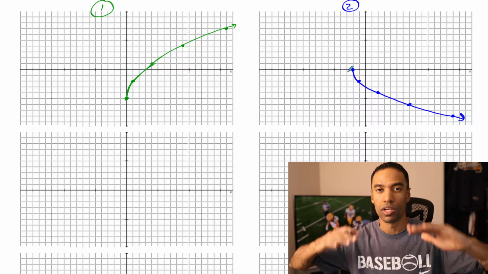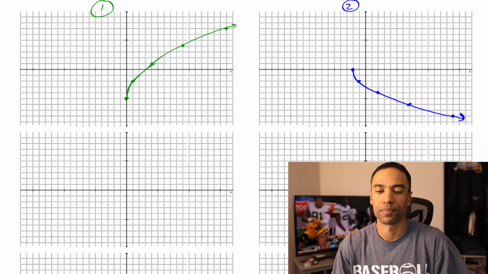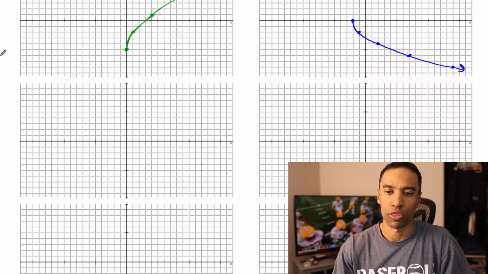We're talking about y's 0 or less than. X is negative 2 or greater than. And that's the domain and range. All right, let's move on. Let's take a look at number 3 right here.